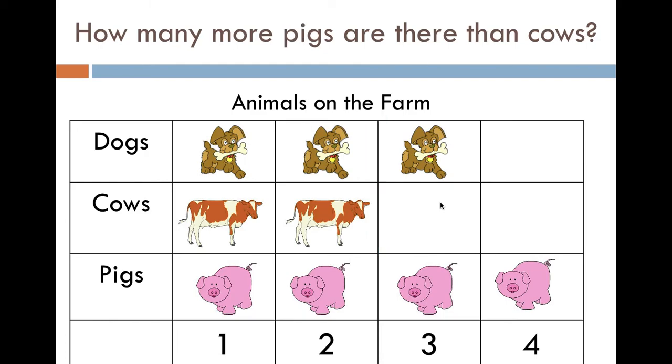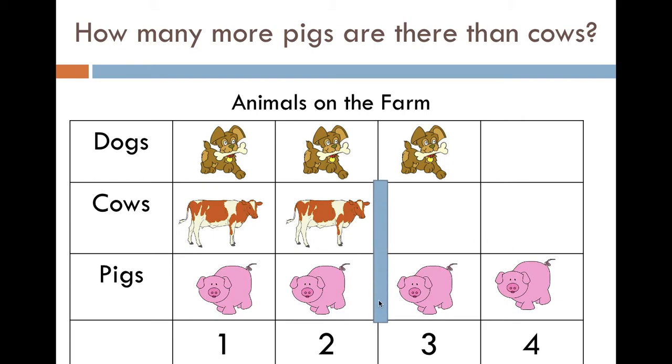How many more pigs are there than cows? So again, the key word for subtraction, how many more? So we are going to subtract the cows from the pigs. So we have 4 pigs, 2 cows. 4 minus 2 is 2. So we would say there are 2 more pigs than cows.